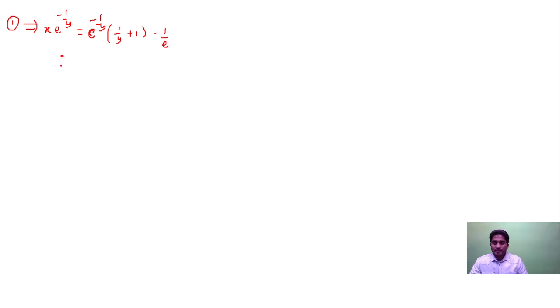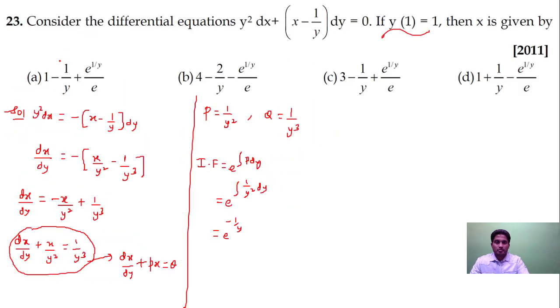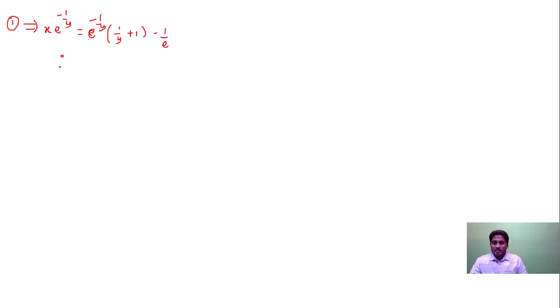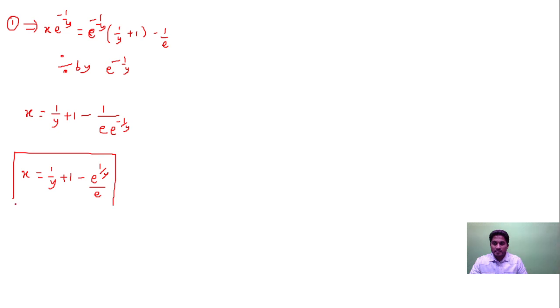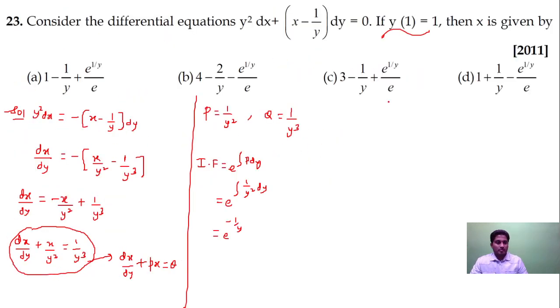Okay, now if I divide by any other thing, what am I supposed to find? The value of x. So if I divide throughout by e to the power of minus 1 by y, you get x is equal to 1 by y plus 1 minus 1 by e to the power of minus 1 by y. So x is equal to 1 upon 1 plus 1 by y minus e to the power of 1 by y, whole divided by y. That's the answer, guys. Answer will be equal to option D.